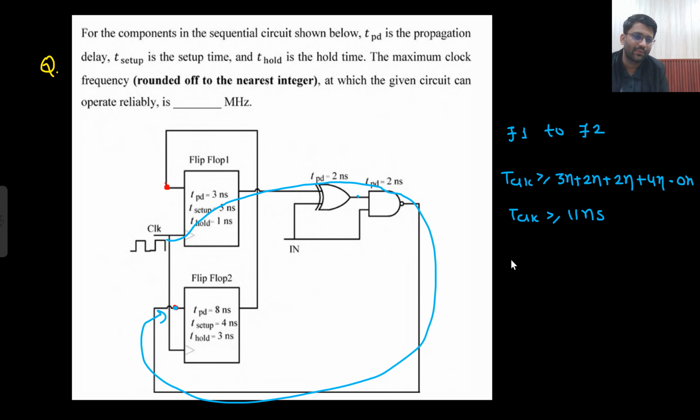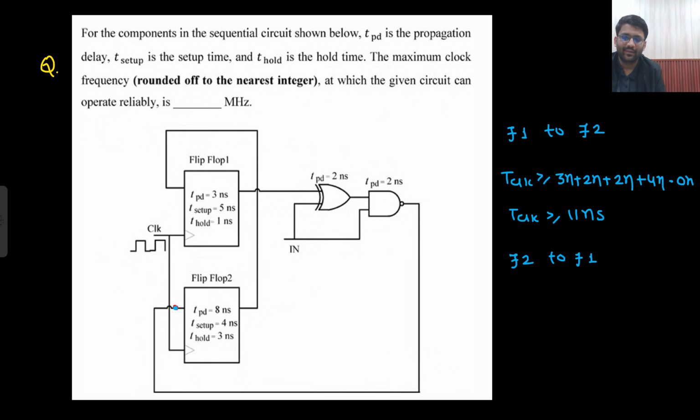But is that the final answer? No. Why is that so? Because you need to work from flop 2 to flop 1 as well. So let's work from flop 2 to flop 1. This is the clock. Then it will see the delay of 8 nanosecond, and it will directly reach here. Flop 2 to flop 1.